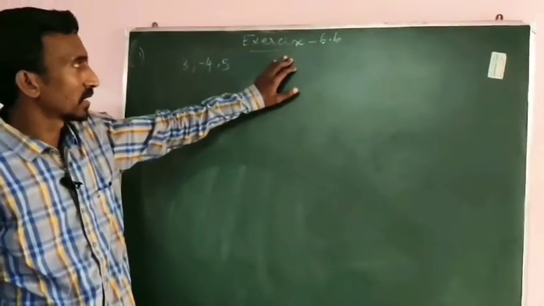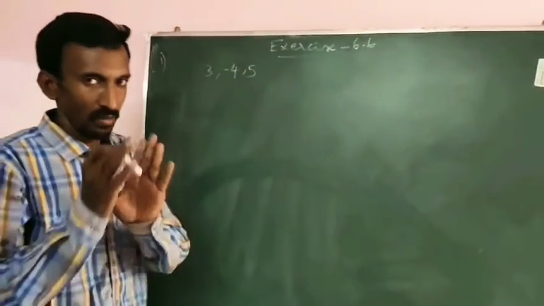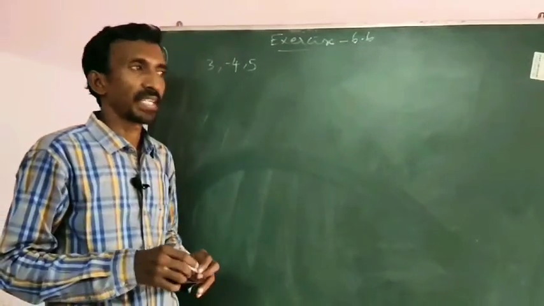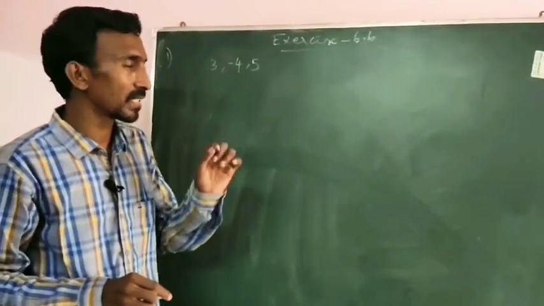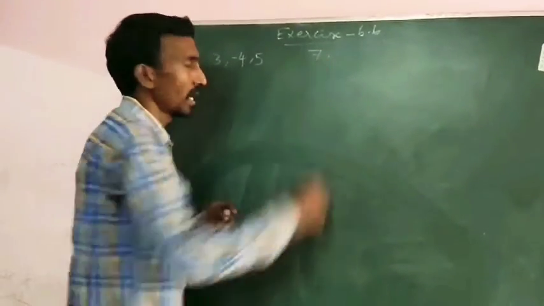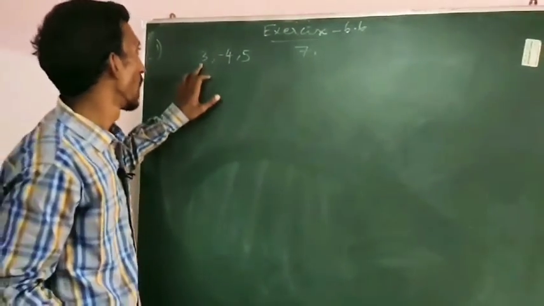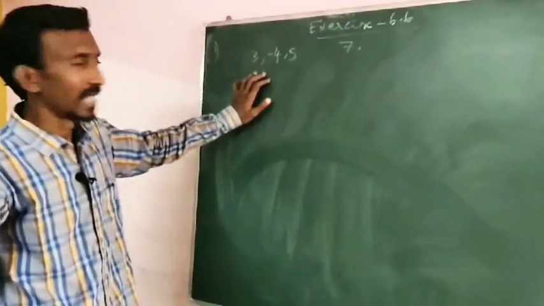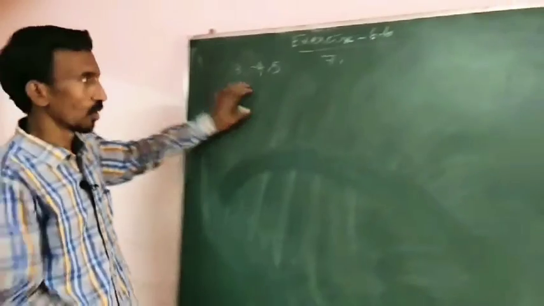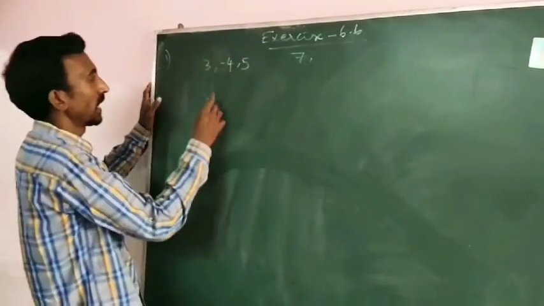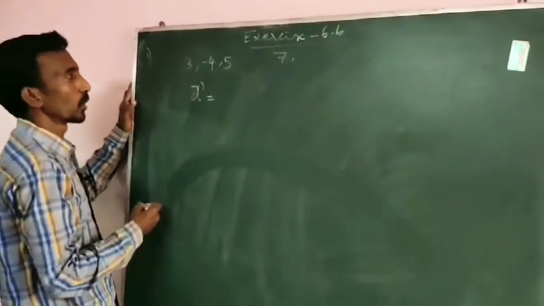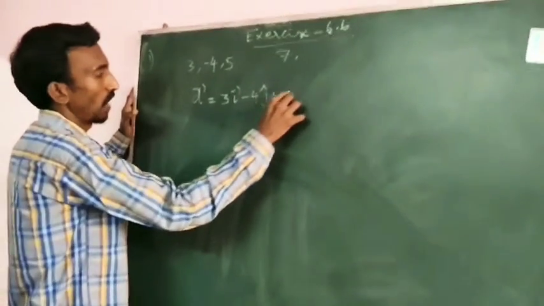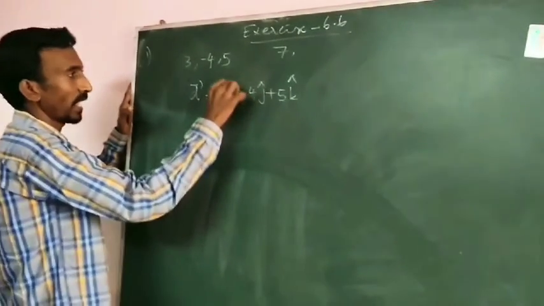My dear friend, now exercise 6.6, question number 1. We are solving the problems involving plane equation. The first question is, find the vector form of a plane equation which is at a distance 7 units from the origin and having the direction ratios 3, minus 4, 5 of a normal to it. So the DRs of a normal are given. From the observation we are getting d vector equal to 3i minus 4j plus 5k. So it is d vector, not d cap.